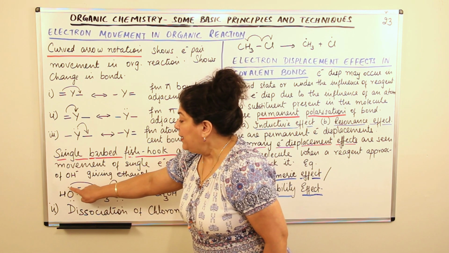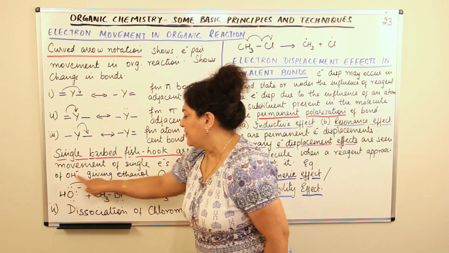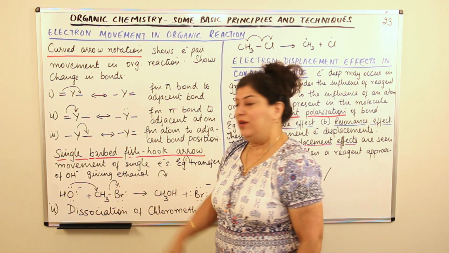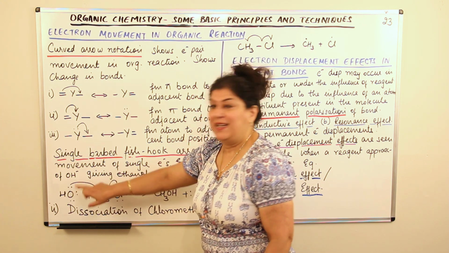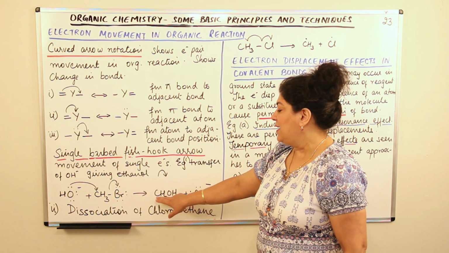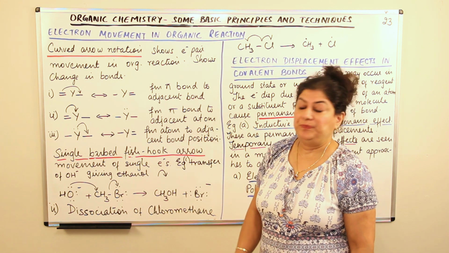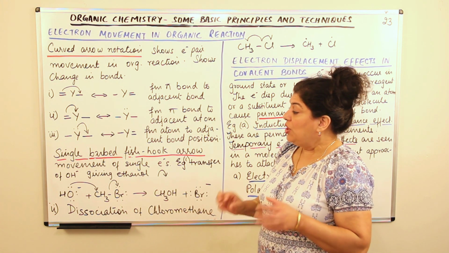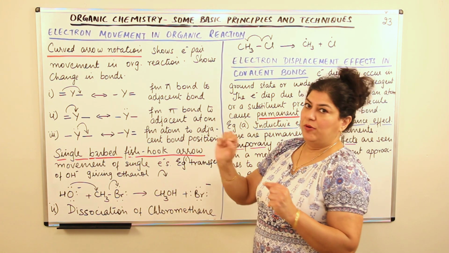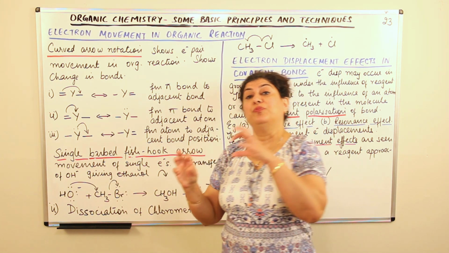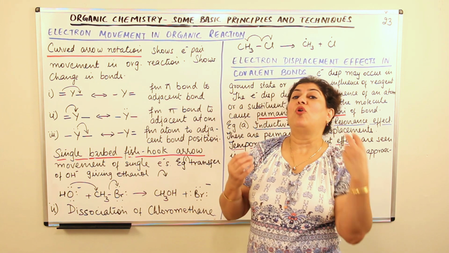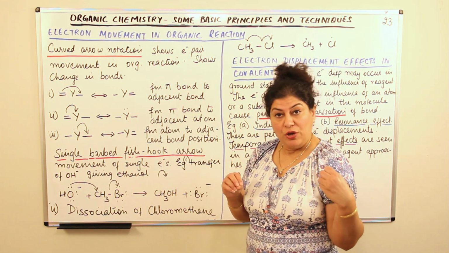At the same time, 1 lone pair from OH negative comes here, and as soon as this 1 lone pair moves from OH negative to form a bond here, the negative charge will be lost. So it will result in the formation of methanol. So in this reaction, using the curved arrow notation, we have shown where the electrons move, which bond broke and how the new bond was formed.